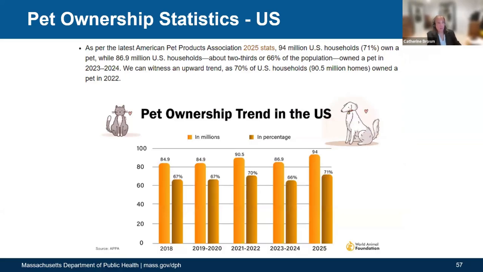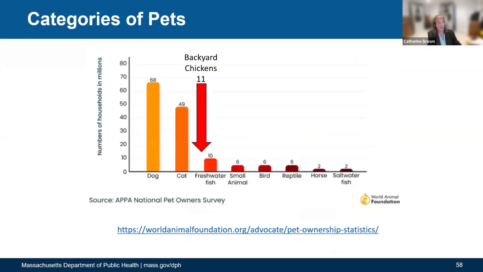We have 94 million US households that own a pet. I don't think this trend is changing very much over recent time, but we continue to see a large number, about 70% of households with pets, mainly cats or dogs, although I wanted to point out where backyard chickens fall in this 2025 data. So 11 million households with backyard chickens, which is crazy. And more than freshwater fish, pocket pets, birds, reptiles, horses, or saltwater fish.